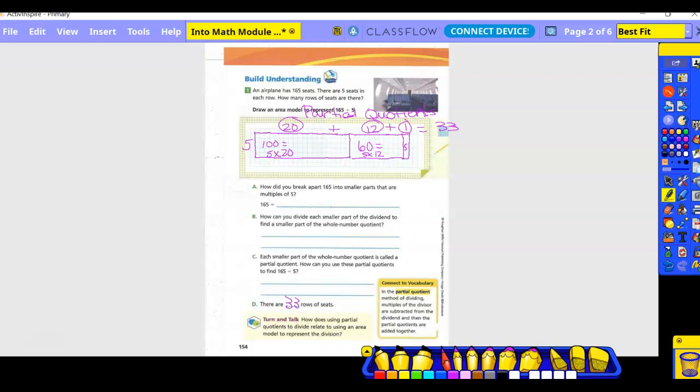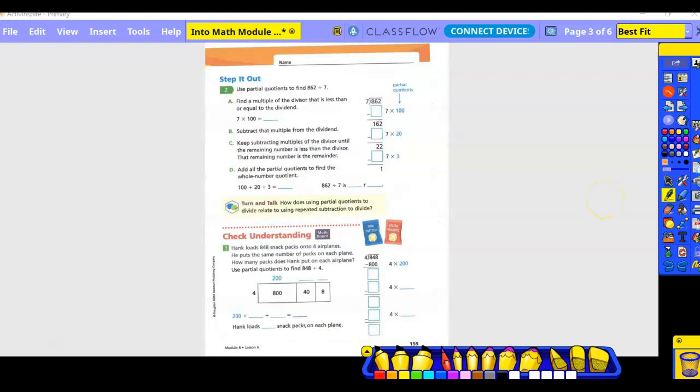Yesterday you did repeated subtraction, correct? You would probably have seen some of these numbers in there if you had just kept going. Now you have huge numbers today, like 165. Would you want to sit there and subtract 5 over and over 33 times? No. So is this a quicker way? Yes. Step it out. Number 2: use partial quotients to find 862 divided by 7. Find a multiple of the divisor that is less than or equal to the dividend. They said to do 7 times 100, which would get us what?